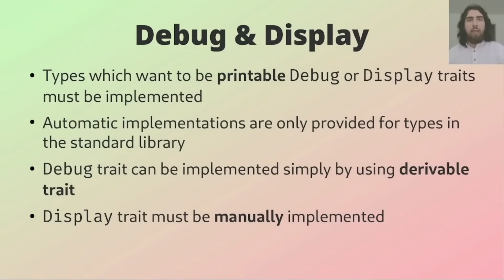We will now take a look at the debug and display traits. Types which want to be printable must implement either the debug or the display trait. Automatic implementations are only provided for types in the standard library, so this doesn't apply to our custom created types. A debug trait can be implemented by simply using the derivable trait, and a display trait must be manually implemented.